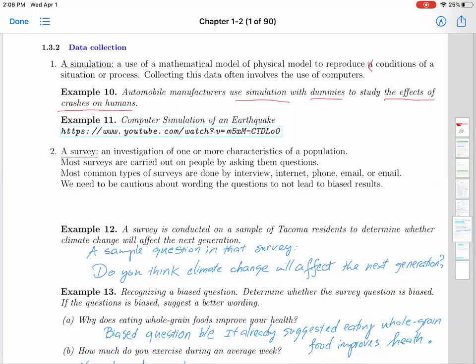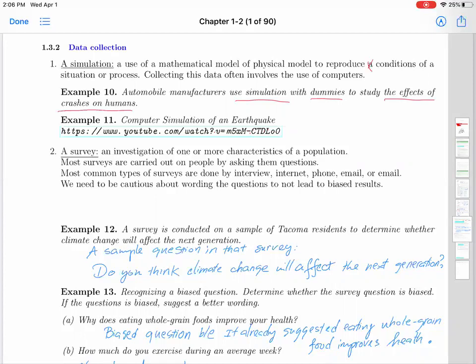So as you can see, without the use of computers, without simulations, it's almost impossible for us to measure the possible intensity of an earthquake if it happened somewhere. All right, so that's the first method that helps collect data: simulations.